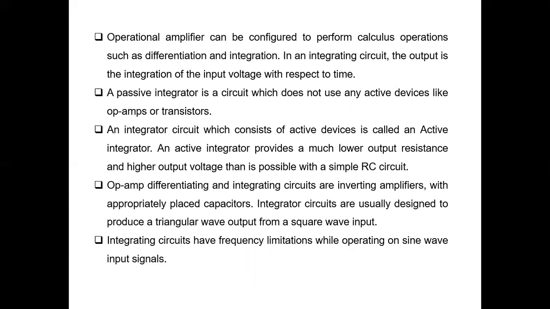A passive integrator is a circuit which does not use any active devices like an op-amp or transistor. An integrator circuit which consists of active devices is called an active integrator. An active integrator provides a much lower output resistance and higher output voltage than is possible with a simple RC circuit. Op-amp differentiating and integrating circuits are inverting amplifiers with appropriately placed capacitors. Integrator circuits are usually designed to produce a triangular wave output for a square wave input.